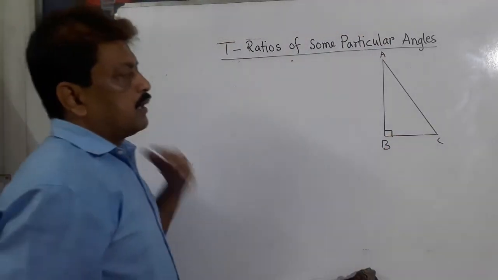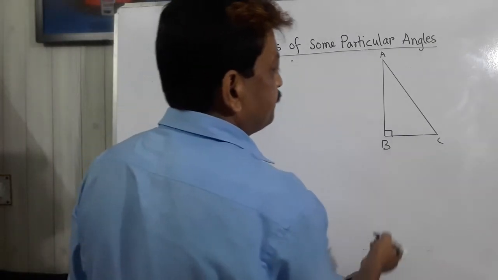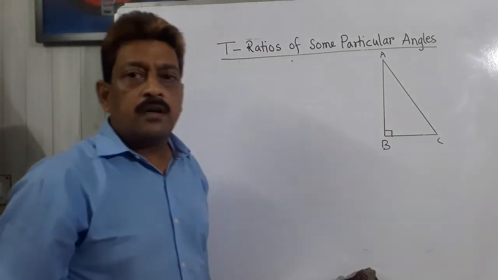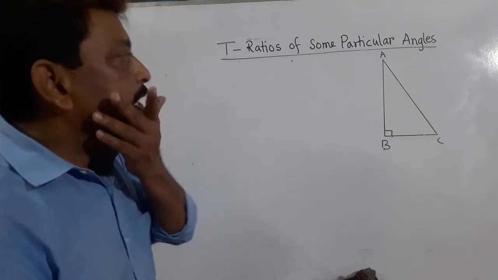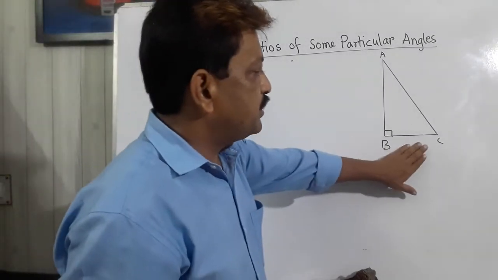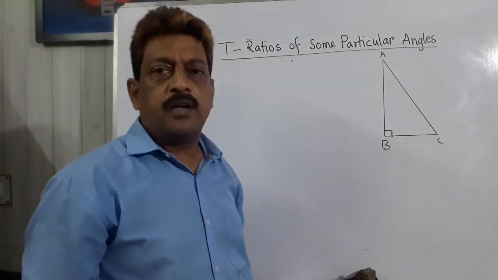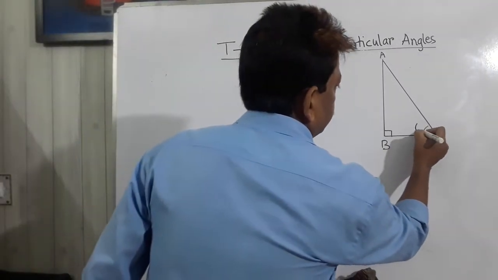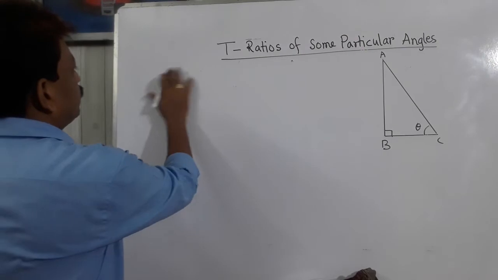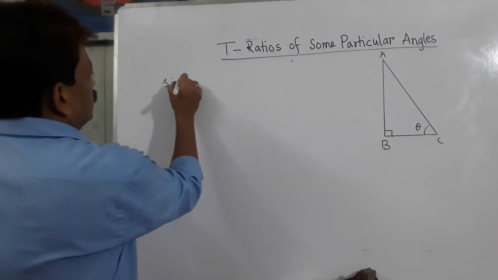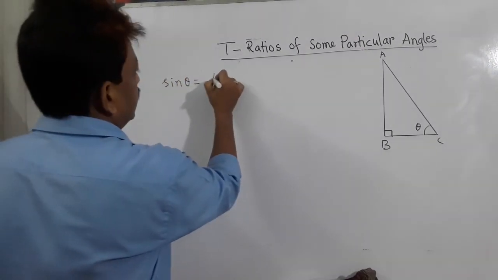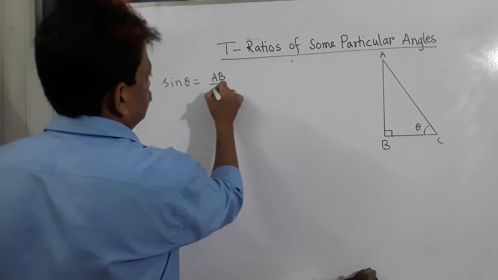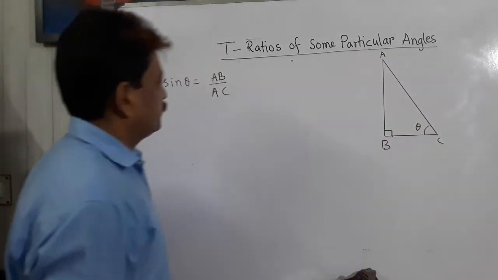Now this is a right angle triangle ABC, where angle B is the right angle, 90 degrees, AB is the perpendicular, BC is the base and AC is the hypotenuse. Suppose this is angle theta. Therefore sin theta equals AB upon AC, that is perpendicular upon hypotenuse.